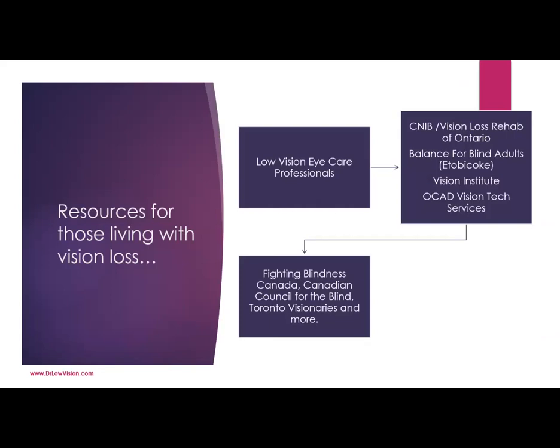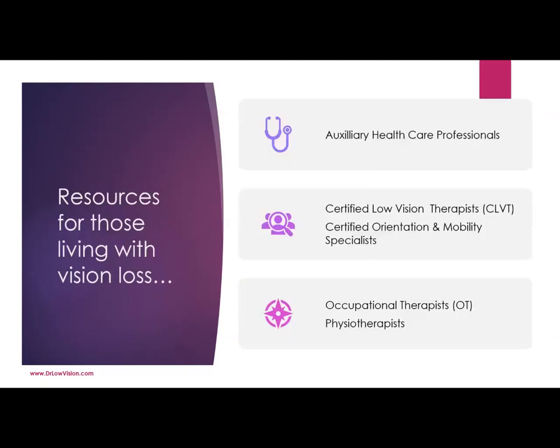We have the CNIB and the Vision Rehab of Ontario. So I work a lot with the CNIB. They refer to me for things that they can't do, and I refer to their services for things like high tech or orientation and mobility, or I use other services like Balance for Blind Adults that's located here in Toronto. We have the Vision Institute, the OCAD Vision Technology Services in Toronto for high tech assessments. For patients who want more information about what's happening in terms of vision research, Fighting Blindness Canada, Canadian Council of the Blind, Toronto Visionaries. So in your community, there might be other resources, so find out what they might be.